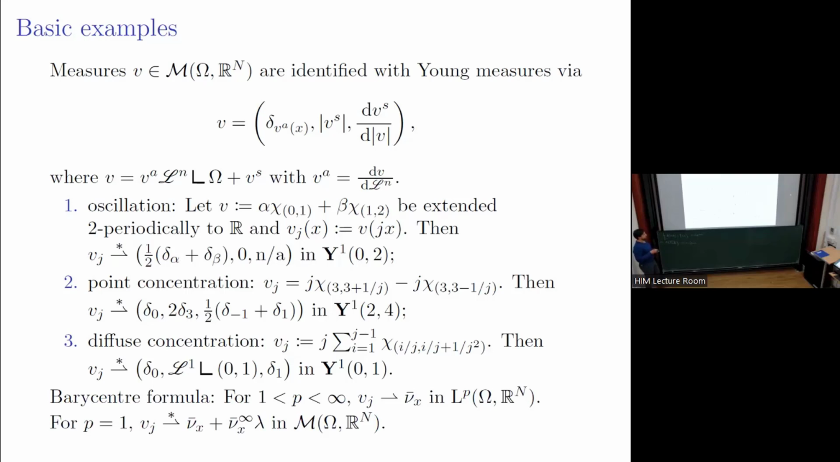In particular, perhaps I should say here, I use the bar to denote average. This would be nu x, a probability measure. This is its expectation, or barycenter.